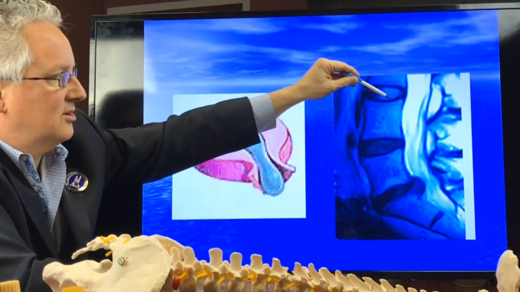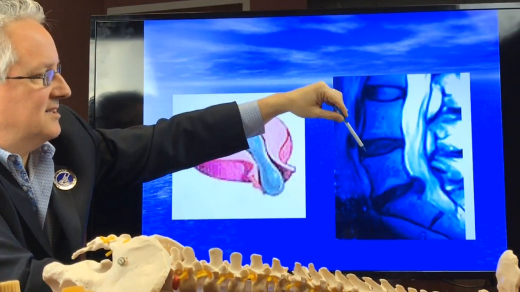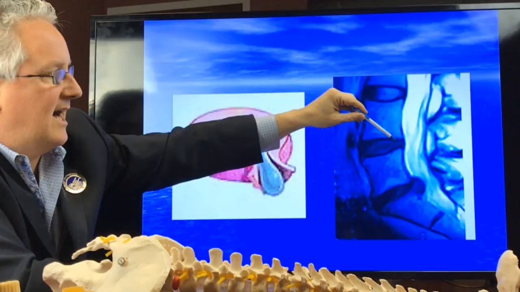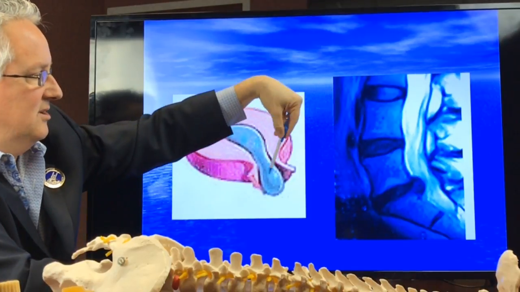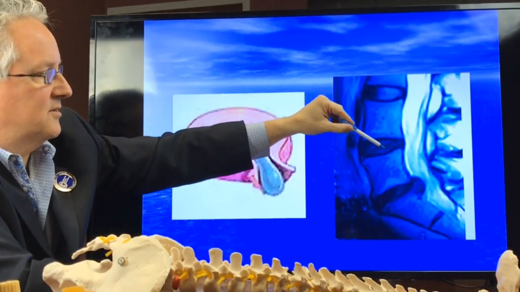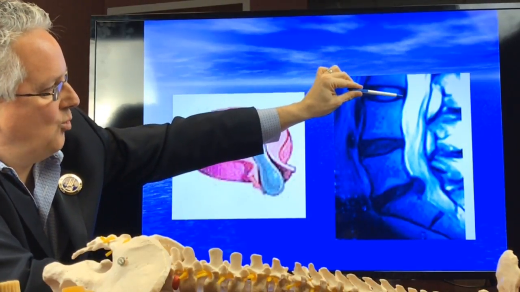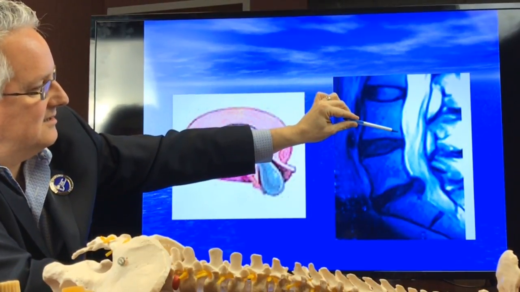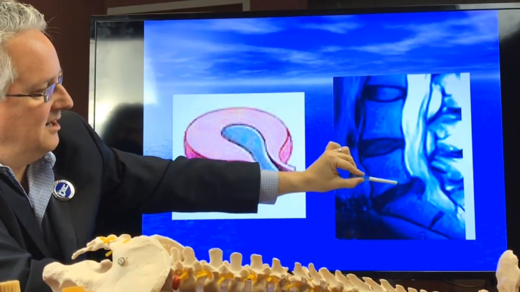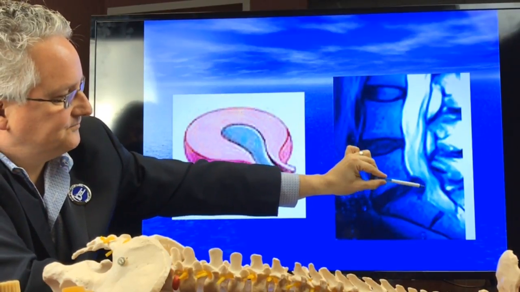So a healthy nucleus is white. You can see it right here. But as it gets darker, it means it's starting to dry out, which means the nucleus is losing some of its fluid. But also, you want a smooth transition from one vertebrae to the next. And you can see down here what's happening is it's pushing out.